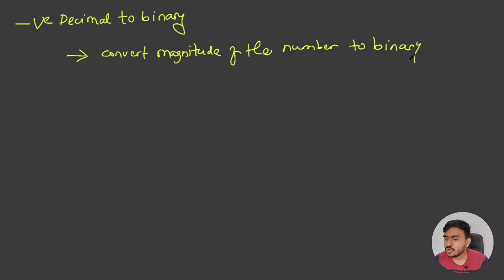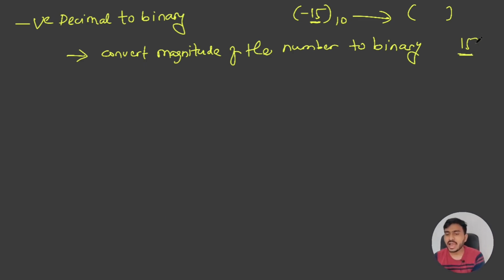Now what is magnitude of a number? Let's say the number that we have to convert into binary is minus 15. This is the decimal number that we have to convert into binary. So its magnitude is going to be the positive part, or I'll say excluding the sign, whatever number we have. In this case the magnitude will be 15. So whatever number we have excluding the sign, that we have to first convert into binary. This is step number 1.